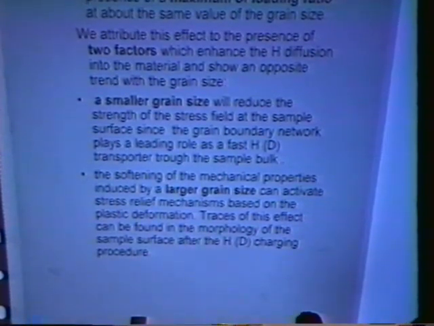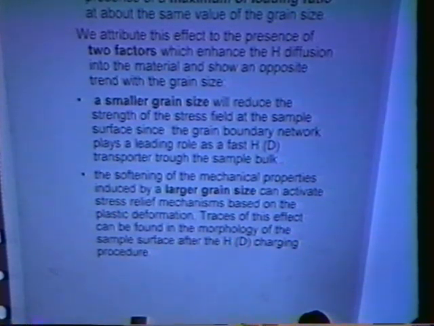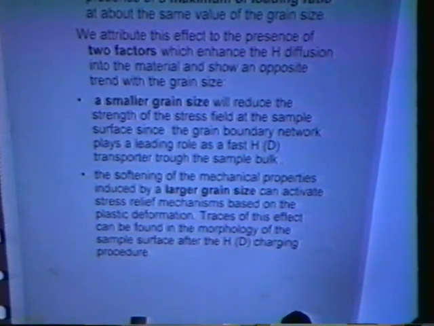So it can be observed that for each value of thickness reduction by cold rolling, there is a presence of a maximum. And we think that this is due to two factors. A smaller grain size will reduce the strength of the stress field at the sample surface, because the grain boundary network plays a leading role for the fast diffusion of hydrogen inside the lattice. But the softening of the mechanical properties induced by the larger grain size can activate the stress relief mechanism.